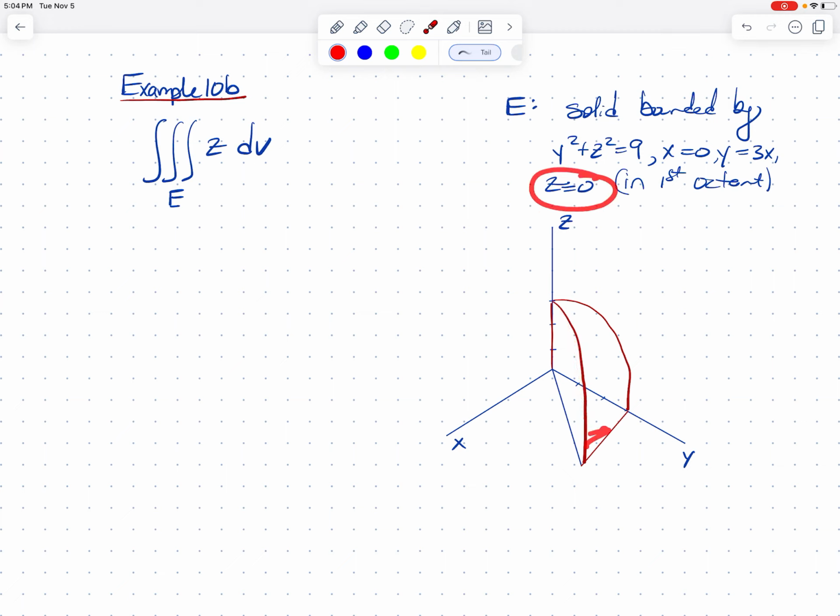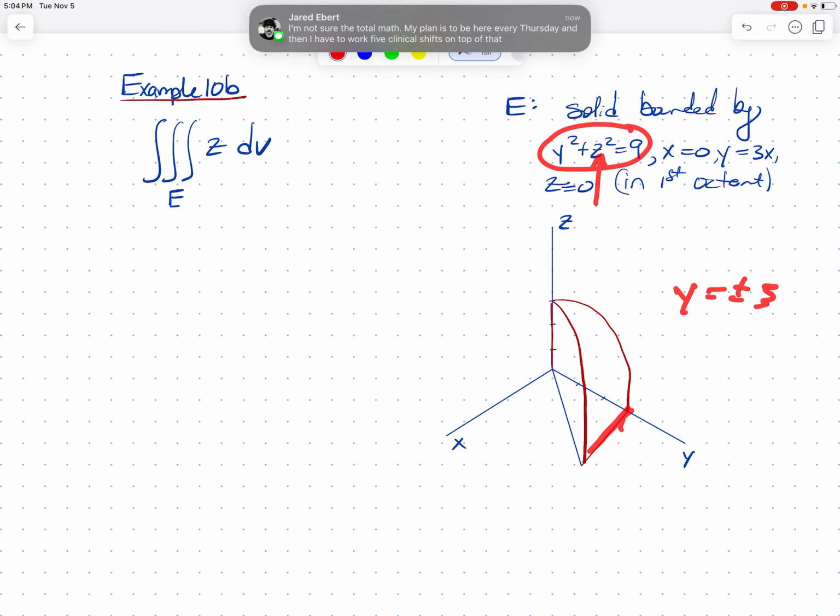z equals 0 is the bottom. This is coming from the intersection of this curve with z equals 0. You plug in z equals 0 and you get y is plus or minus 3. So this is exactly y equals 3.